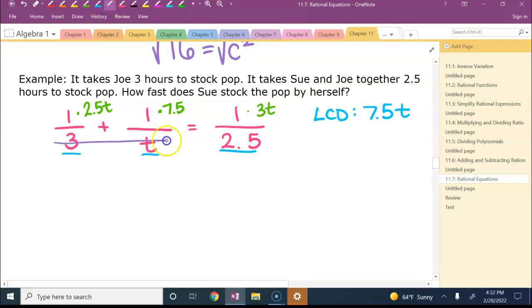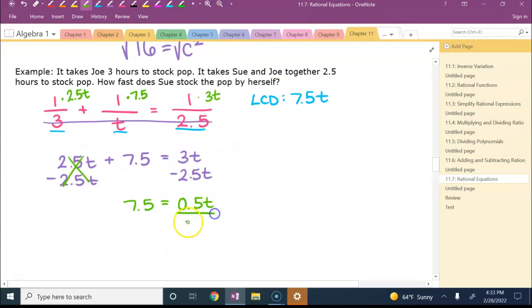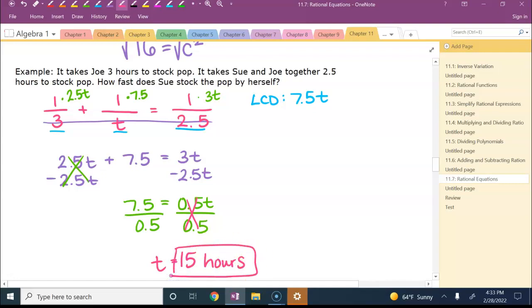Again, your denominators are basically going to cancel off. So you're going to have 2.5t plus 7.5 equals 3t. I'm going to subtract 2.5t. So we'd have 7.5 equals 0.5t. Then I'm going to divide by 0.5. So t is going to come out to be 15. So it takes Sue 15 hours to do that one job by herself. It's a pretty long time.